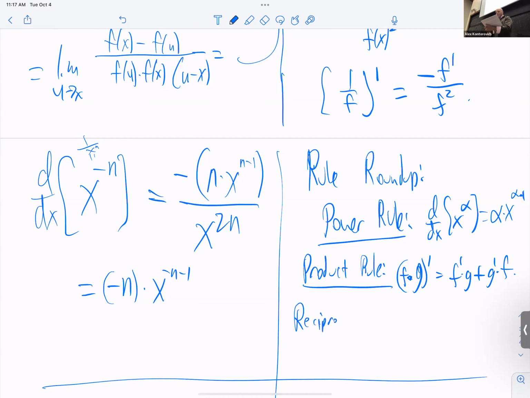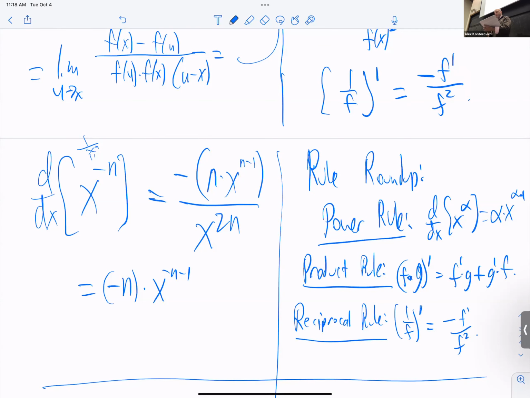We have a reciprocal rule. I'll tell you why people don't know the reciprocal rule off the top of their head: because you can combine the product and reciprocal rule into one, which we'll do in a second. The reciprocal rule: the derivative of 1 over a function is negative the derivative divided by the function squared.